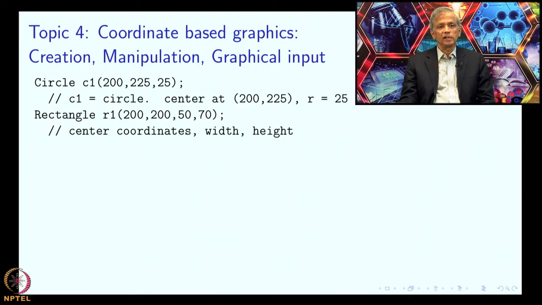So the first statement over here, circle C1 200, 225, 25, is going to create a circle. Its center is going to be at 200, 225 and radius is 25. The second statement is going to be creating a rectangle at center 200, 200. Its width and height will be respectively 50 and 70. Now, of course, I can use different names and I will get different rectangles. So if I want to create 10 rectangles, I can use 10 such statements.